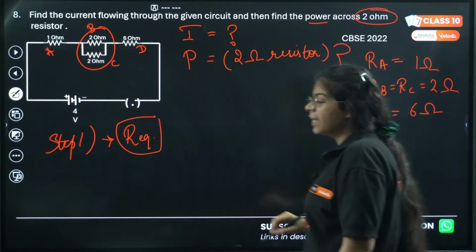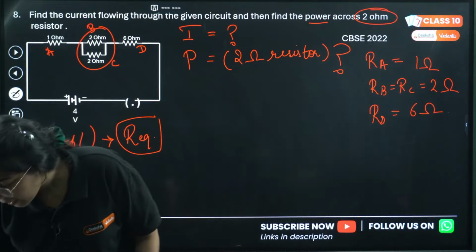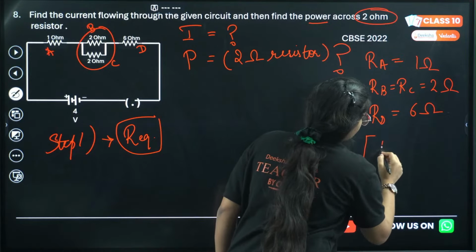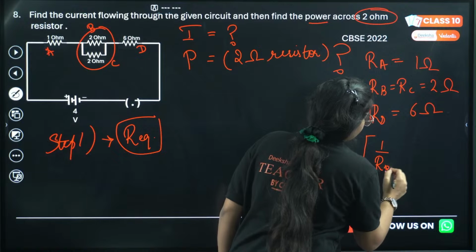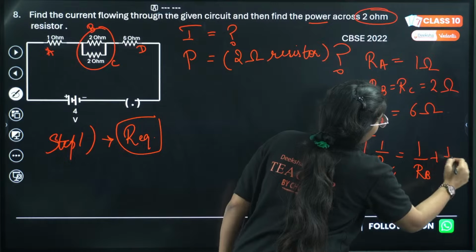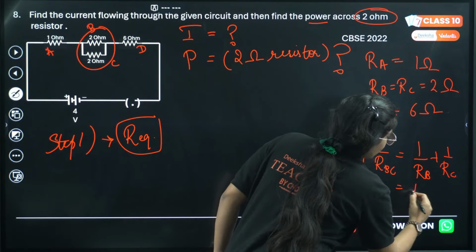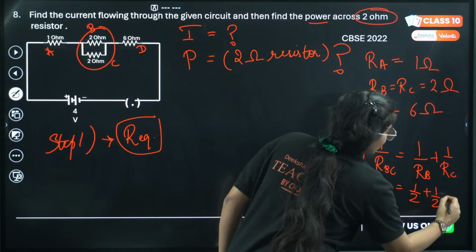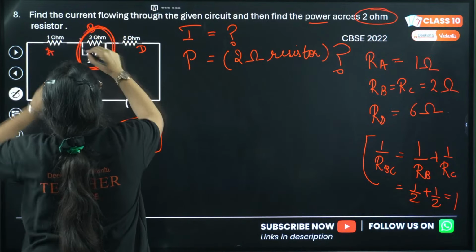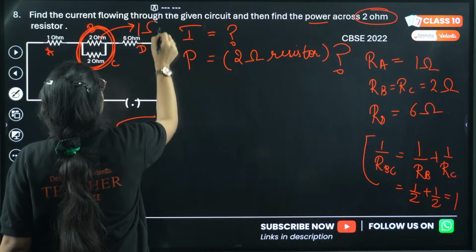So RB and RC are in parallel. So their equivalent resistance will be what? 1 by RB plus 1 by RC, which will be 1 by 2 plus 1 by 2, which will be 1. So RBC, this whole circuit will have 1 ohm resistance.